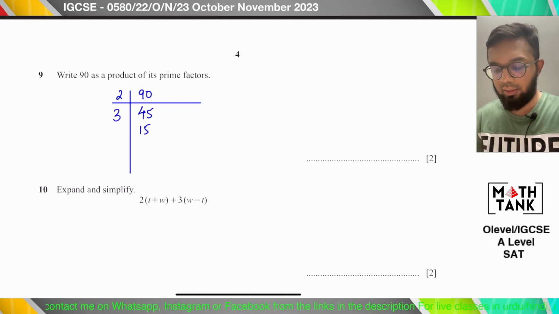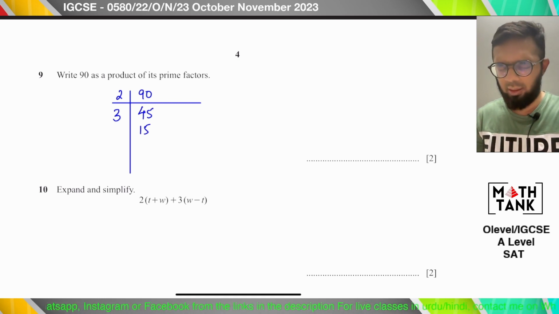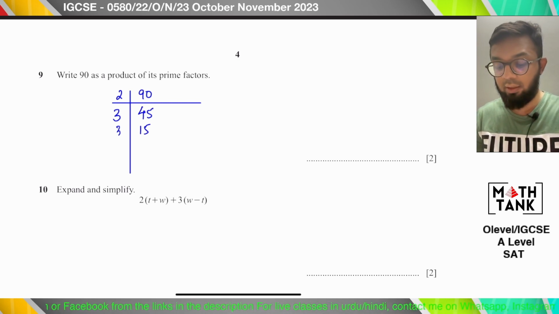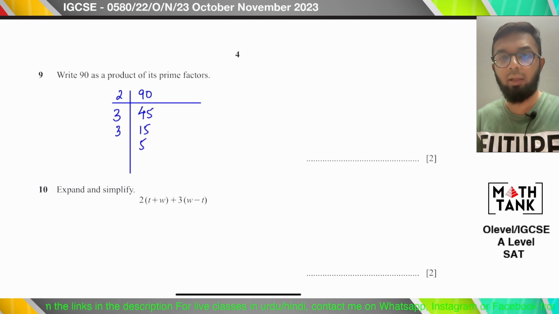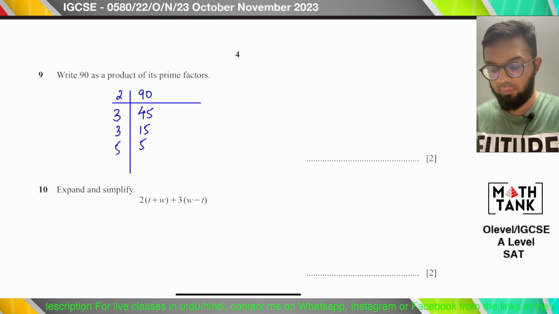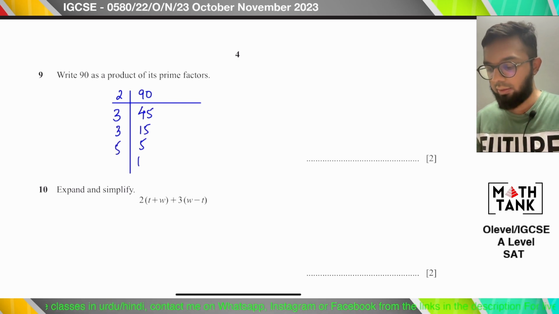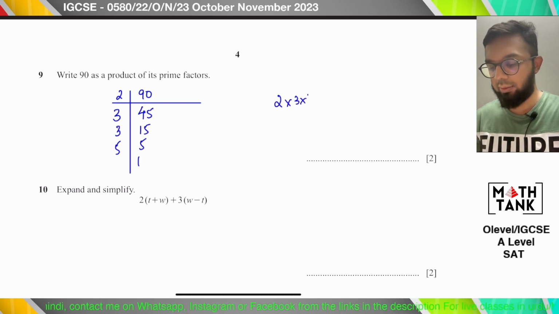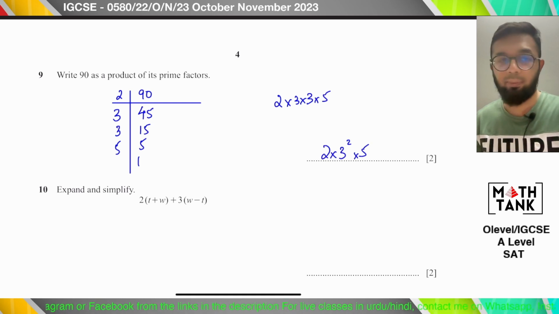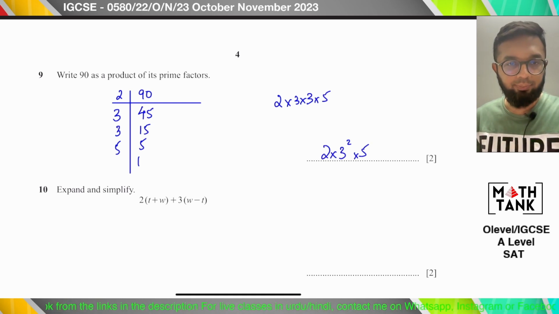3 times 5 is 15. 3 times 15 is 45. 3 times 5 is 15. It divides by 3 another time, but it doesn't go on further. 5 times 1. So either you can write it as 2 times 3 times 3 times 5, or you can write 2 times 3 squared times 5 as well. So both are acceptable.